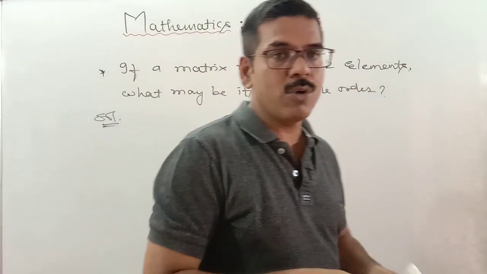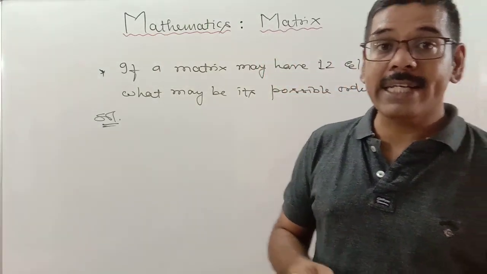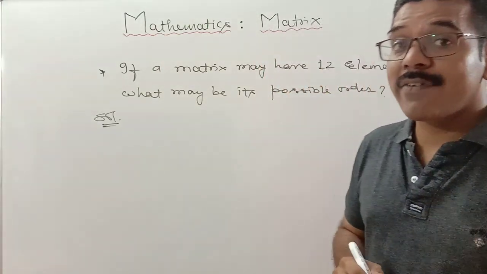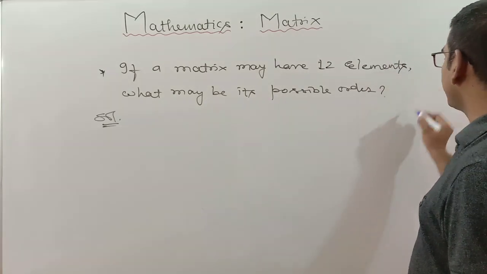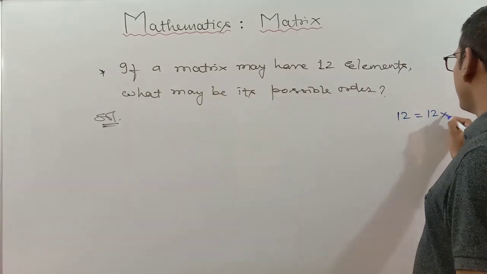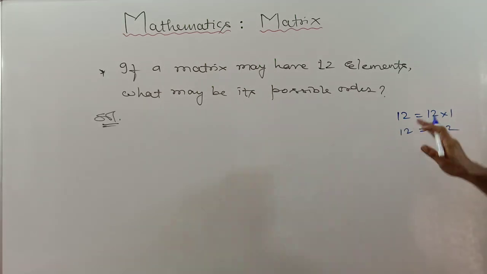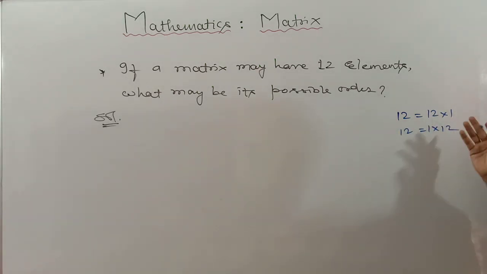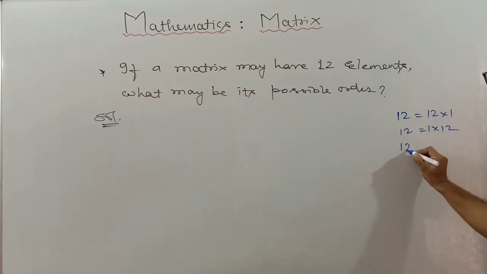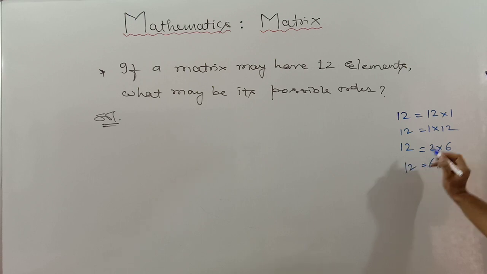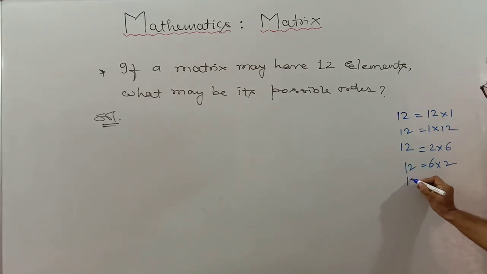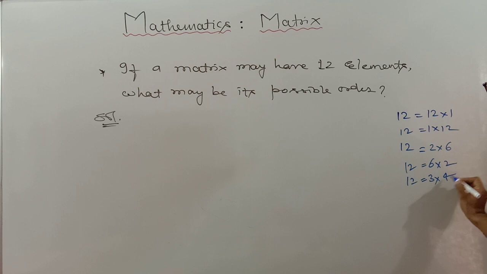If a matrix may have 12 elements, so we should write 12 as factors. 12 को कैसे लिख सकते हैं हम? See that 12 can be written as 12 into 1 and 1 into 12. Are you agree with that? 12 को या तो हम 12 into 1 लिखेंगे या 1 into 12, both are matrices, है ना. 12 can be written as 2 into 6 or 6 into 2, both are again two different matrices, है ना. 12 can be written as 3 into 4 or 4 into 3, again both are matrices. Is there any else? No.